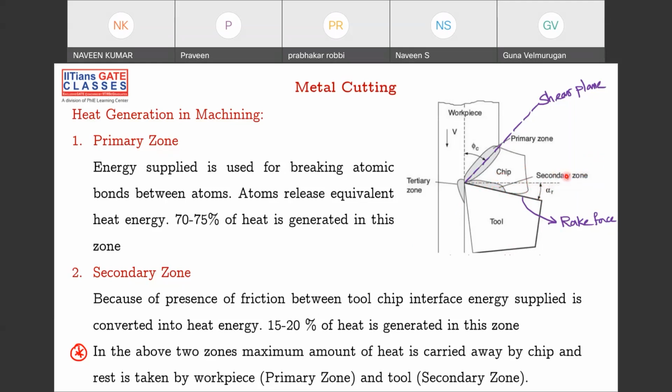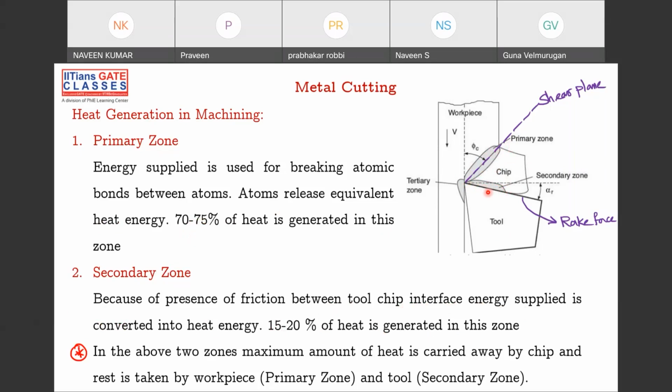As the chip flows, it rubs against the tool. Due to this rubbing, friction is generated, and due to friction, temperature is generated. That is the secondary zone. The primary zone is this, the secondary zone is this. Because of the friction at the tool-chip interface, the energy supplied is converted into heat energy. 15 to 20% of heat is generated in this zone. So this is 70 to 75, this is 15 to 20. These values are not exact and might vary here and there, but most of the temperature will be generated here, and a little less, but a good amount, here.